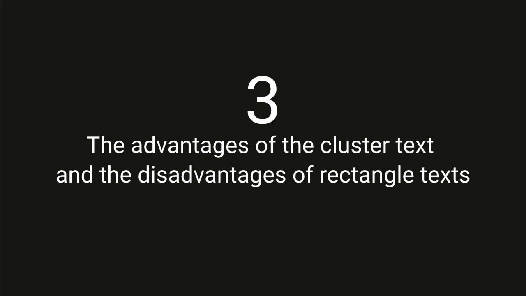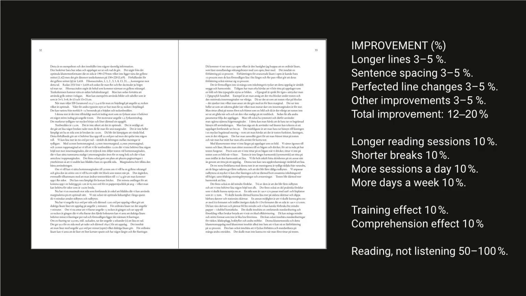In this clip, I will mention a little about the advantages of the cluster text, make an estimate of how considerable they may be, and I will also mention a little about the disadvantages of the rectangle text. For cluster text, the longer lines of 95 characters lead to a better immersion, as you are not constantly interrupted by many unnecessary and bad line breaks.